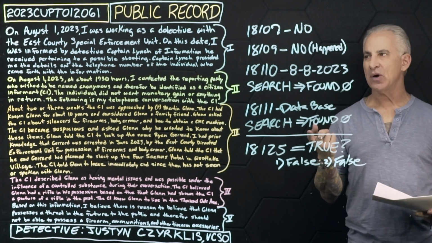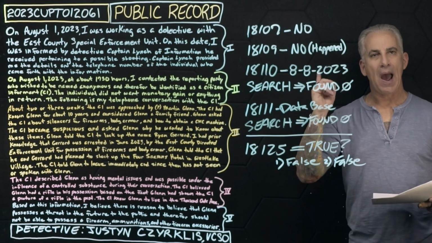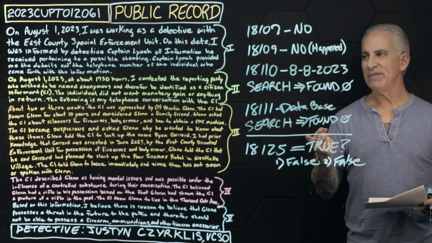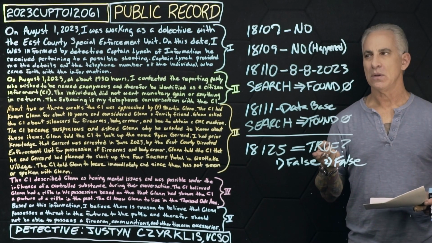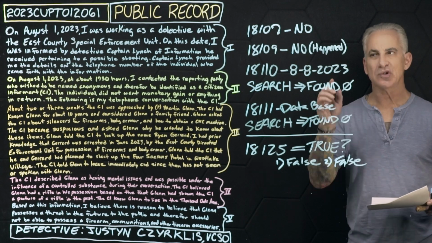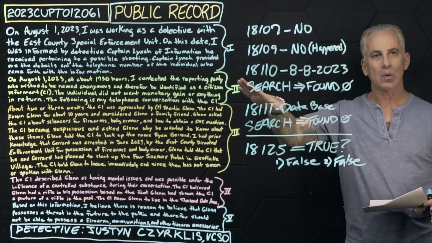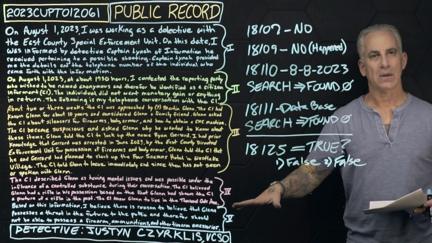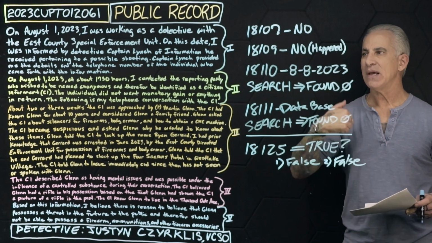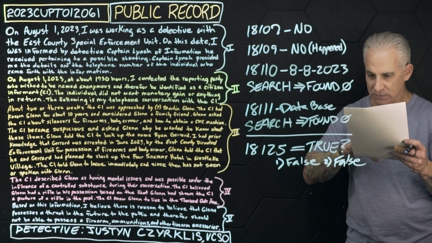You already have a penal code that says you don't have to continue the GVRO. You have no evidence. You searched my home on the 8th. You searched the database. I don't own a weapon. I don't have a weapon. And yet the GVRO continued.